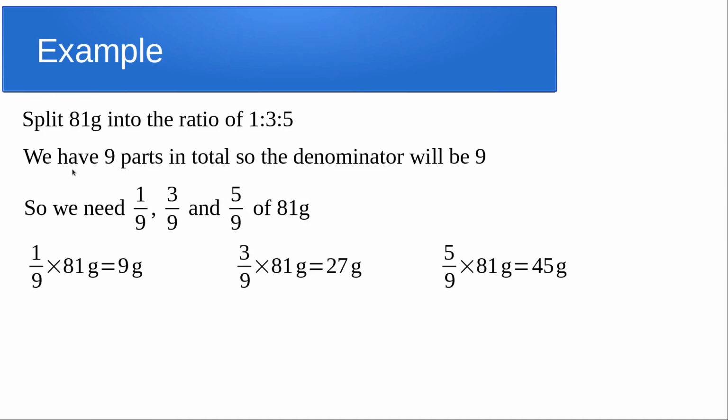Just quickly, what did we do? We found the total number of parts by adding these together. That gave us the denominator. The individual parts were the numerators, and we found that as a fraction of the original amount.